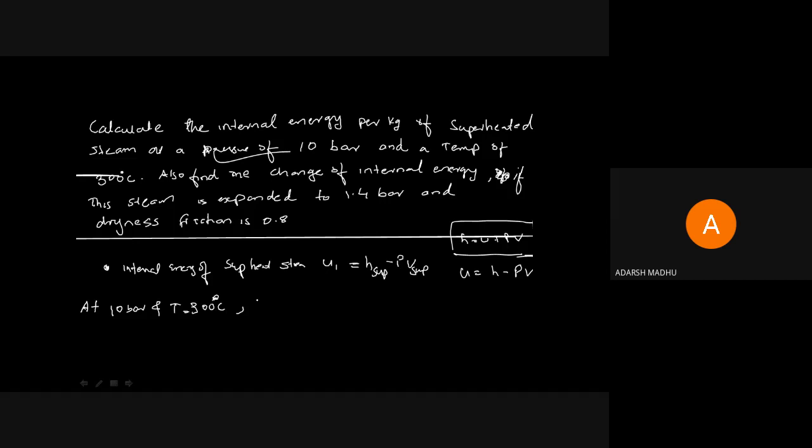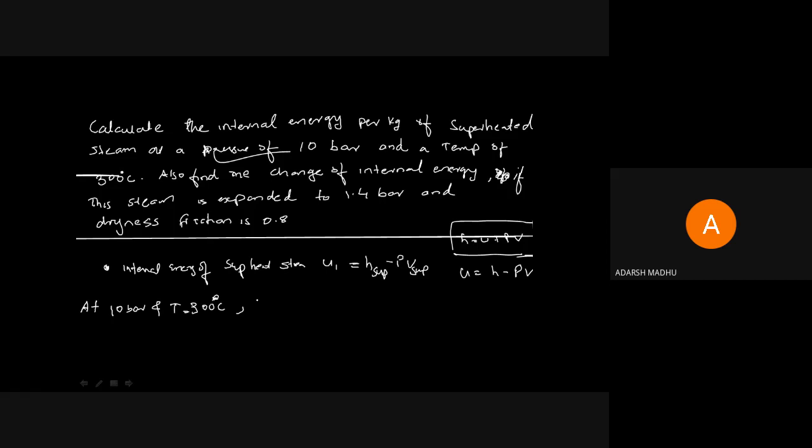To take the region where pressure is 10 bar and temperature is 300 degrees Celsius, we can find the value of H. When we see the pressure as 10 bar, the next columns are V, U, H and S. Four values are here.